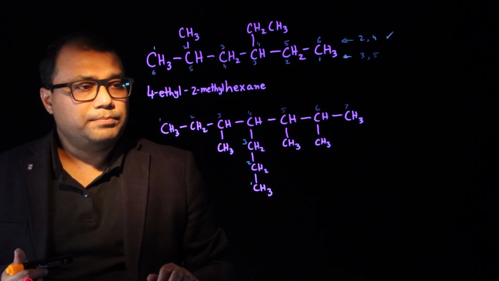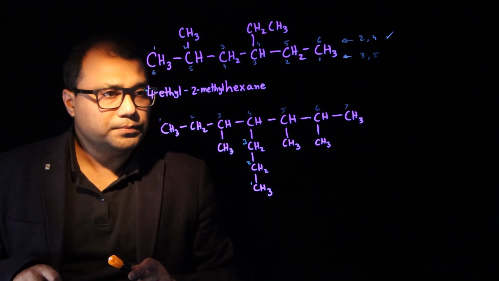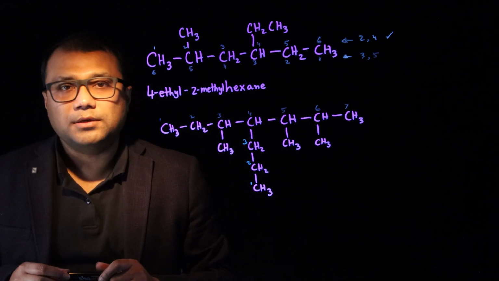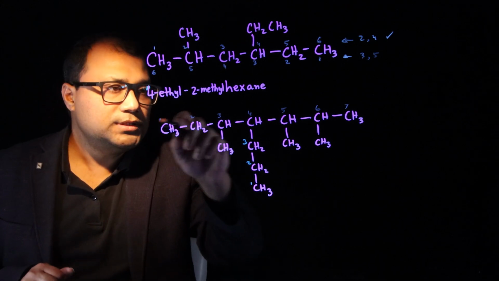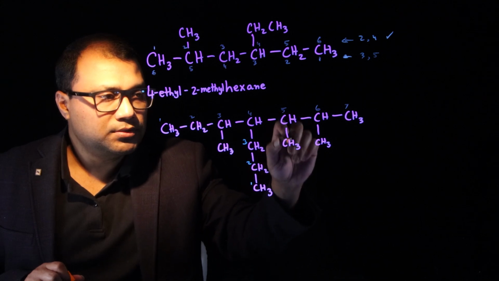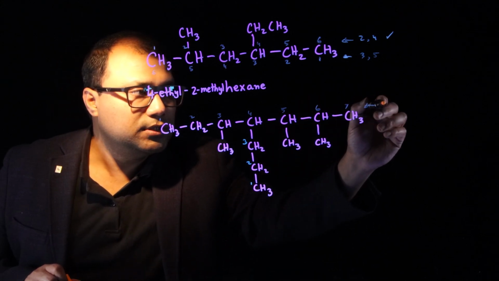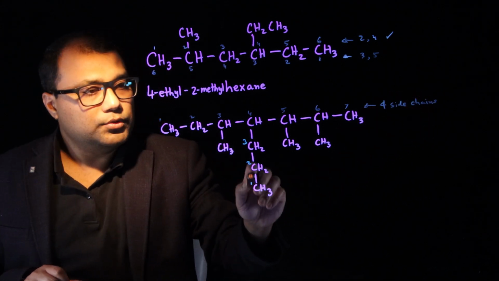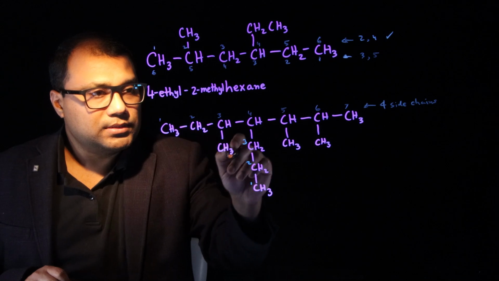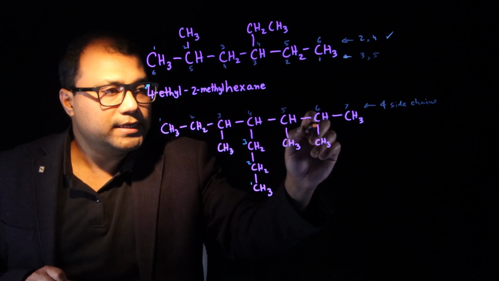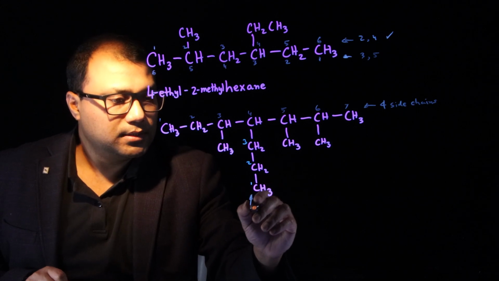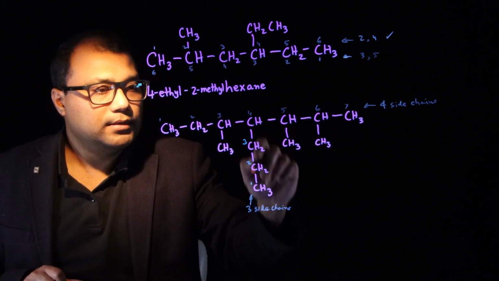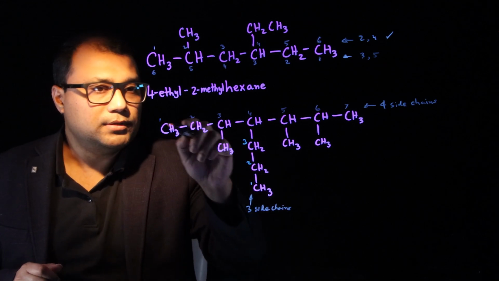Okay. Now, which would be the parent chain? Now, remember one rule. If there are two competing parent chains, then the chain which has the largest number of side chains is the parent chain. So the first chain has one side chain, two side chains, three side chains, and four side chains, right? So this one has four side chains. Now if we go this way, this is one side chain, two side chains, and three side chains. So this one has three side chains. So obviously this is not the right choice of the parent chain. This would be the right choice.